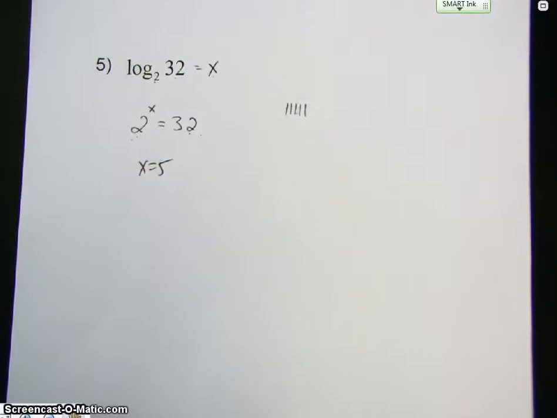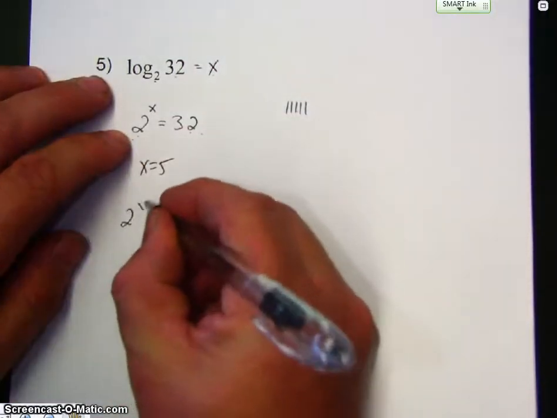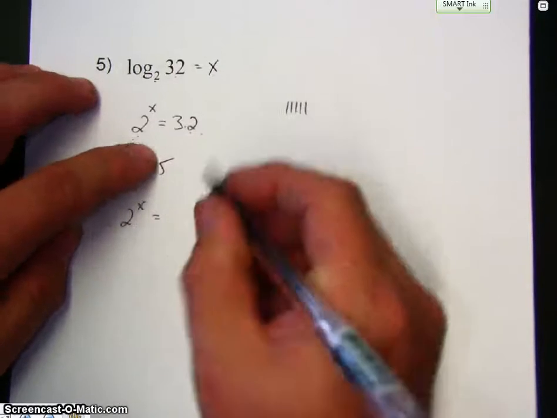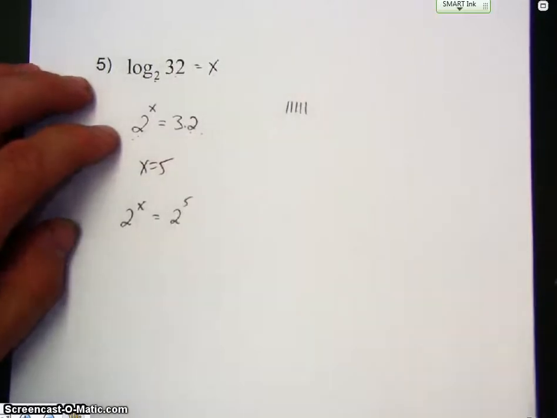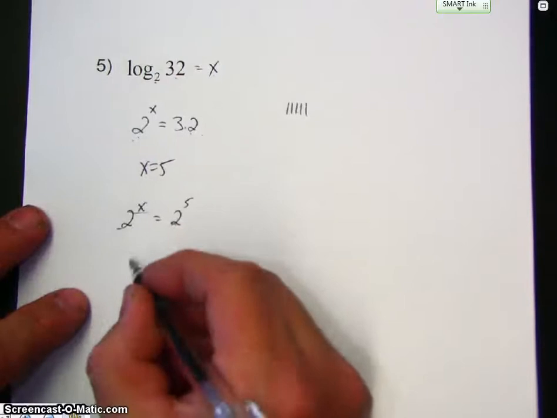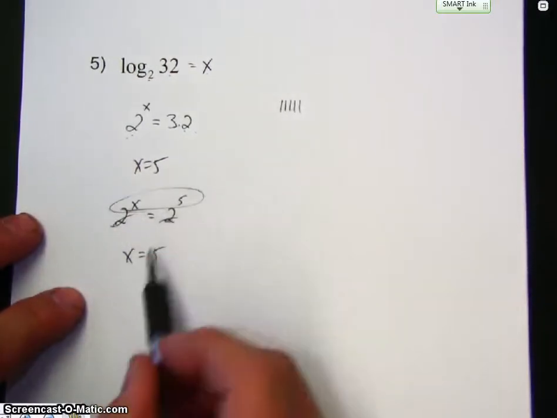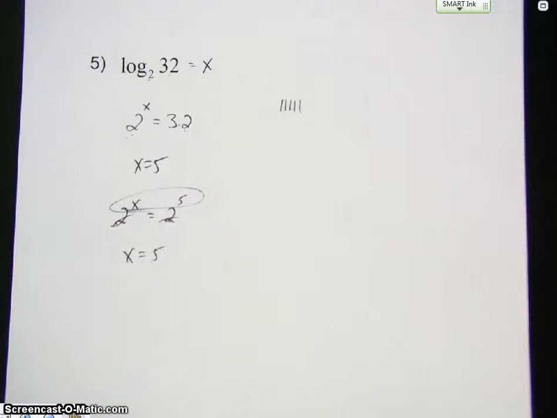And that's one way to approach it. Another way is we have 2 to the x. We write this as 2 to the 5th. Since the bases are the same, I can set the exponents equal. I can cancel out the bases. x is equal to 5. All right.